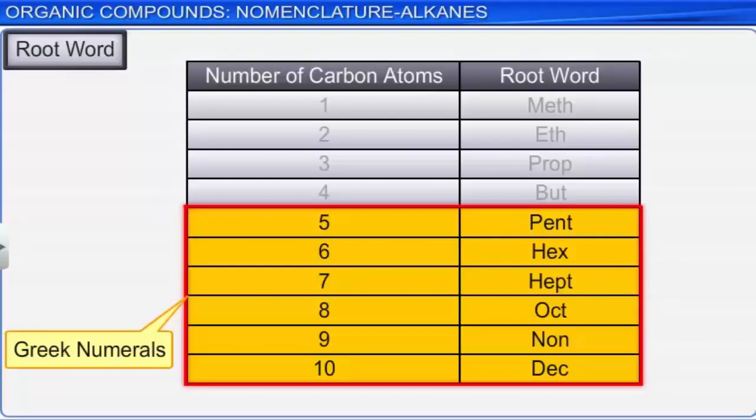Thus, the root word for 5 carbon atoms is pent, 6 carbon atoms is hex, 7 carbon atoms is hept, 8 carbon atoms is oct, 9 carbon atoms is non, and 10 carbon atoms is dec.